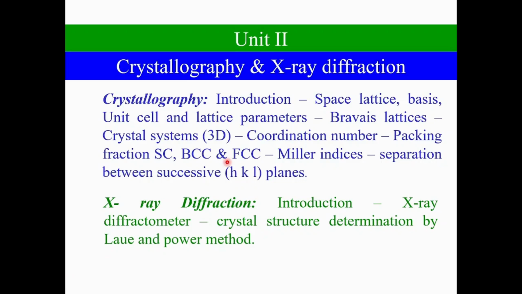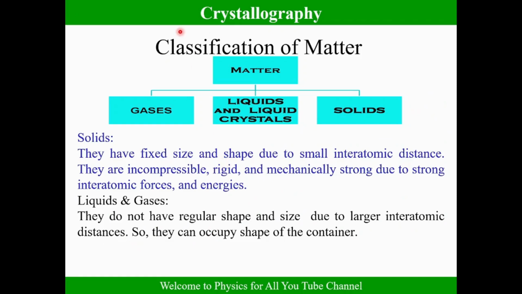Now we'll discuss one by one in this crystallography. First of all, depending on the arrangement of atoms, matter is classified into three categories. They are known as solid state material, liquid state material, and the third one is gaseous material.